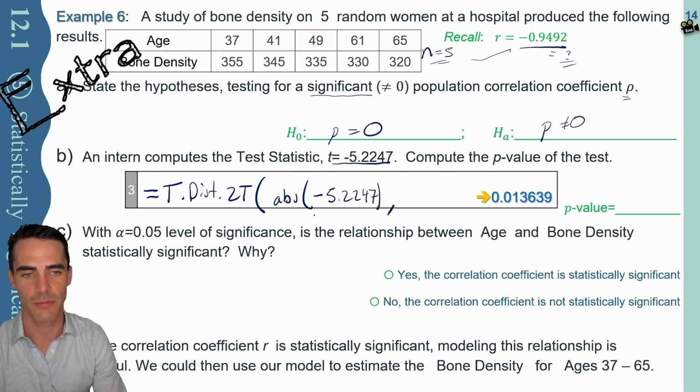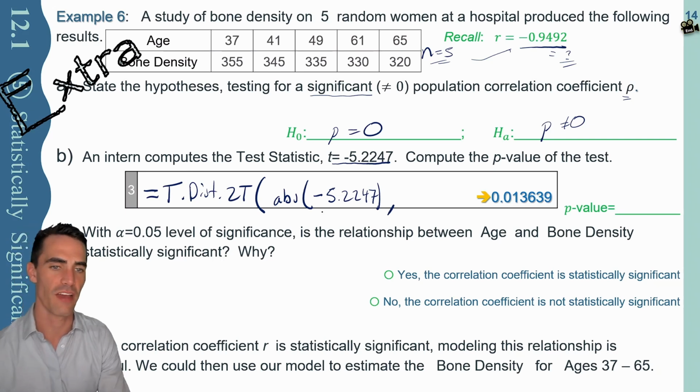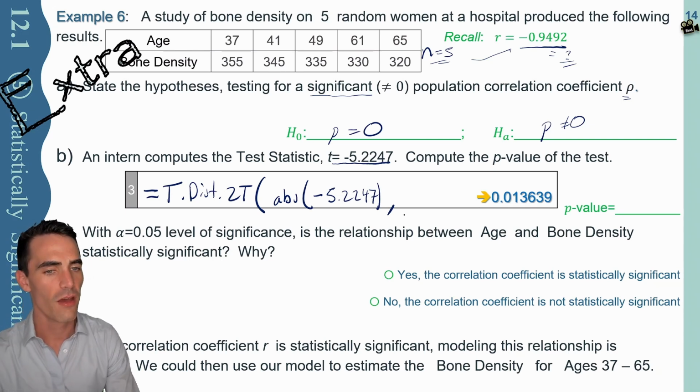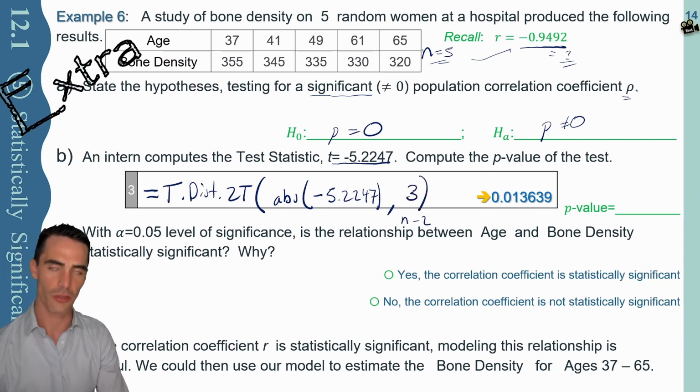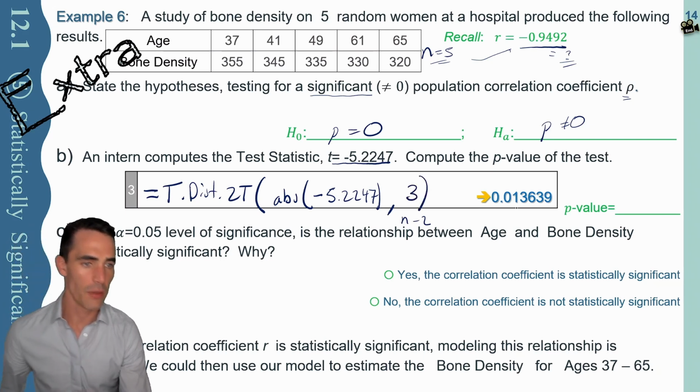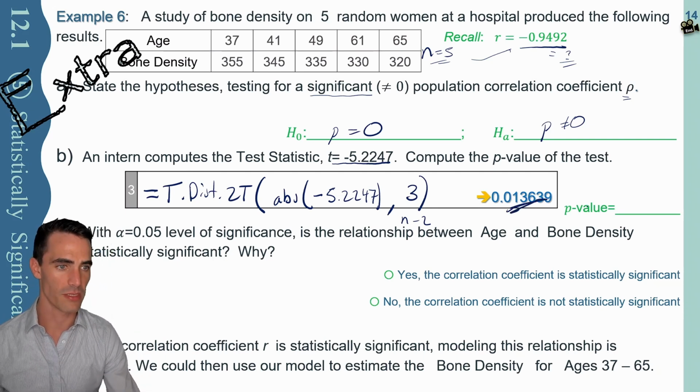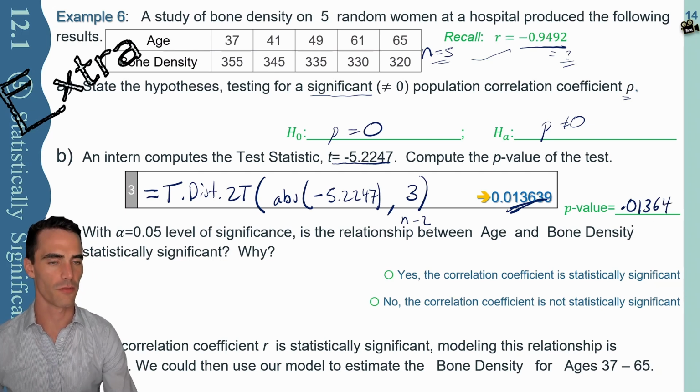This is just supposed to be absolute value of t. If you wanted to be fancy, you could just type in 5.2247. For the next input, I need n minus 2. N was 5, so we can simply write here 3, or you could write 5 minus 2. And we should get a p-value, ooh, it's pretty promising here, of 0.0136. I'll round it to 4 decimals.